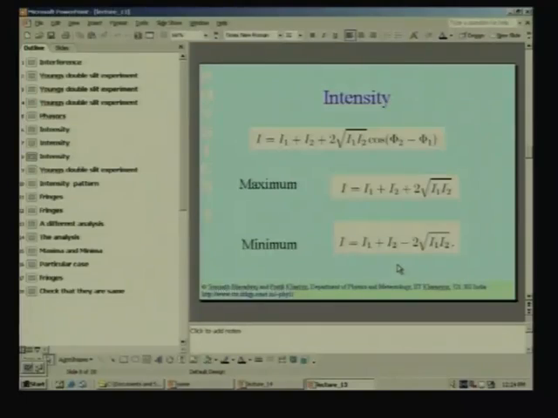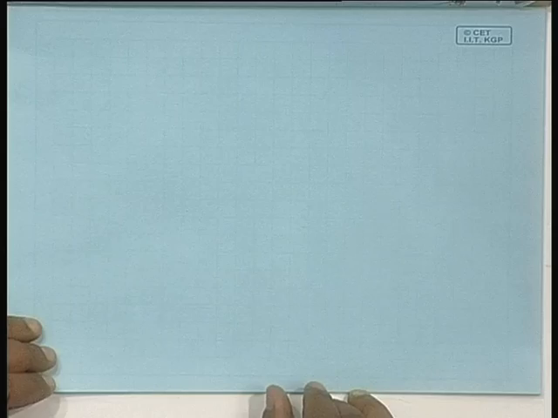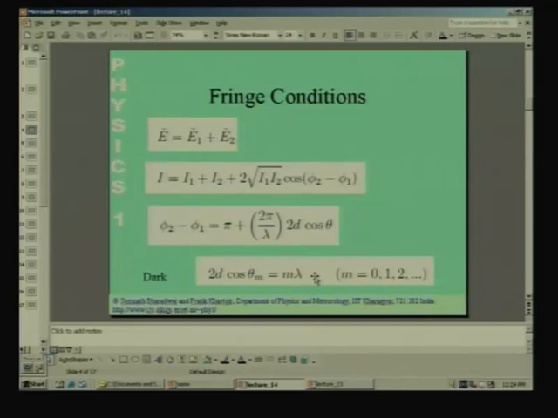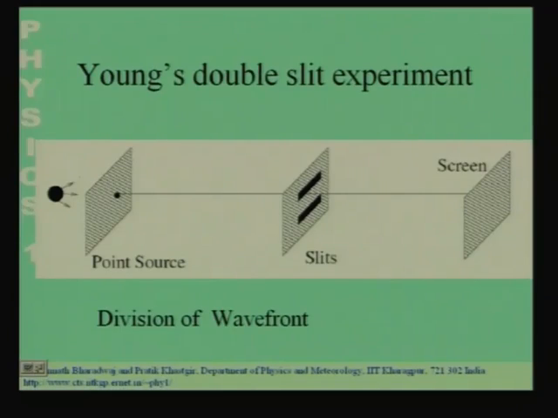Now, let me go back. In the last few lectures we have been discussing a few particular situations where we have interference. So, let me go back to these situations that we have been discussing. The first situation that we discussed was the Young's double slit experiment.